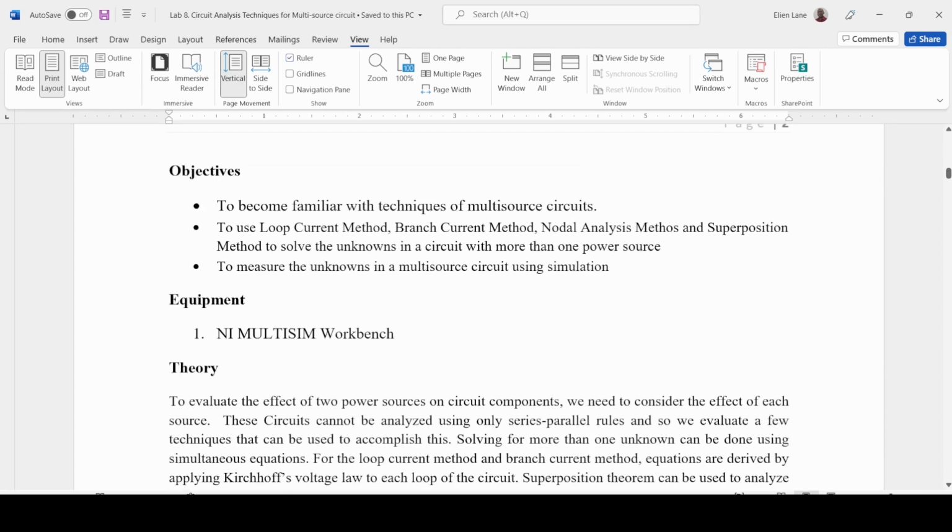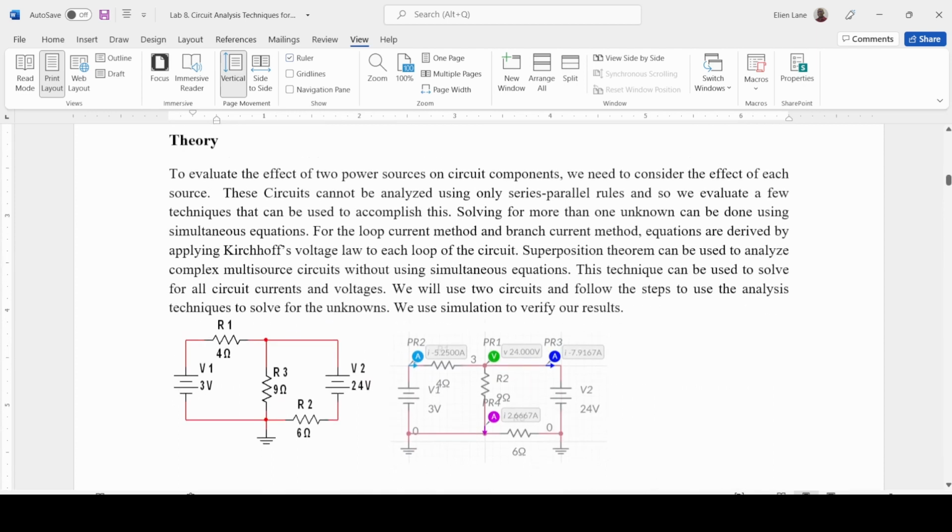We want you to become familiar with the techniques for solving multi-source circuits: the loop current method, branch current method, nodal analysis method, and also the superposition method to solve the unknowns for a circuit with more than one power source. Also, to measure the unknowns in a multi-source circuit using simulation. So the equipment for this lab is simulation.